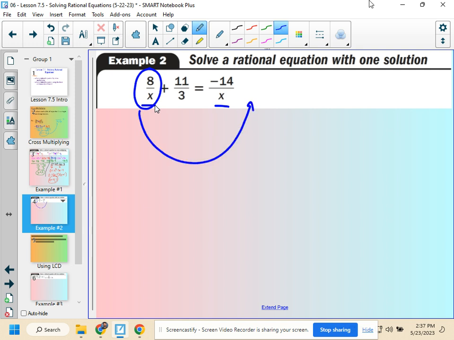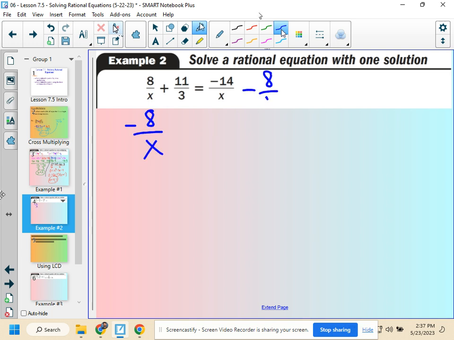Now, how do I do that mathematically? I have to subtract an 8 over x from both sides. So 8 over x minus 8 over x disappears over here. I have 11 thirds on the left.